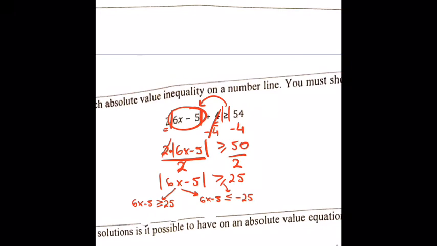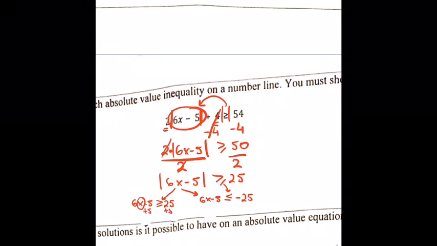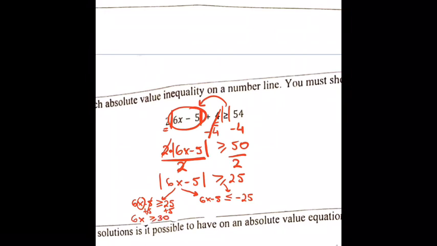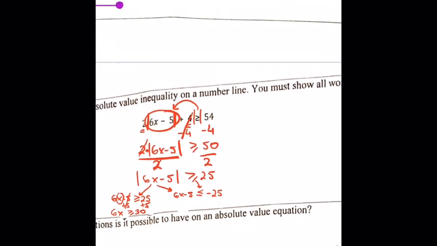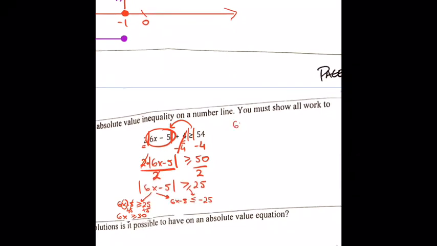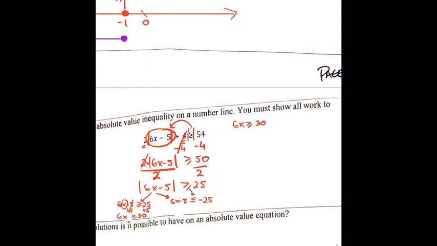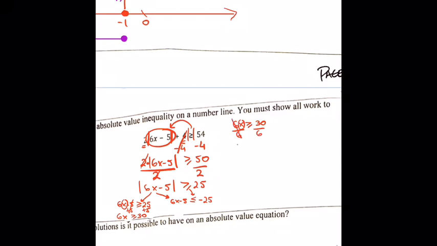Now that it's split into 2, I can continue by solving each one. I need x by itself, so I need to add a 5 on both sides, and I get 6x greater or equal to 30. So I'll rewrite it here to the right. 6x greater or equal to 30. I still need x by itself, so I need to divide both sides by 6. 6 goes away, and I have x is greater or equal to 5. So I'm done solving that first inequality.